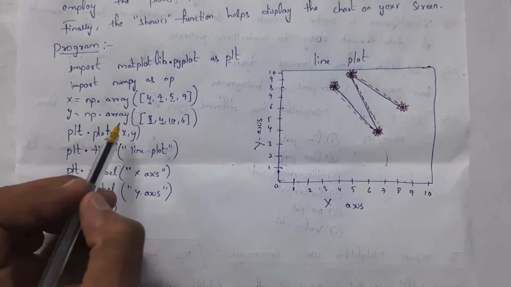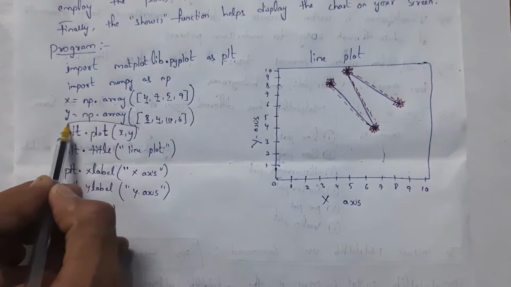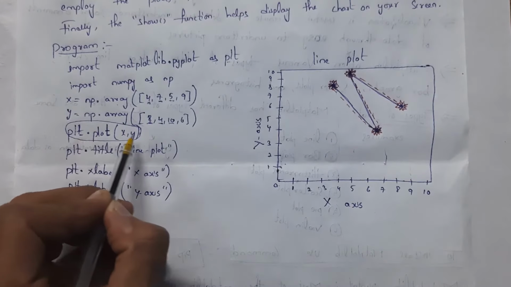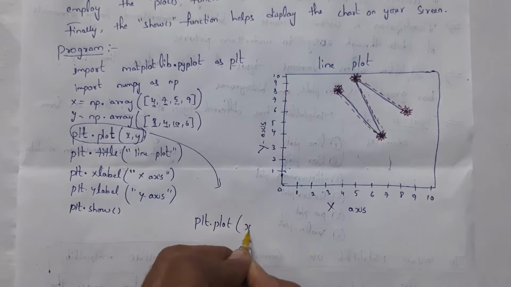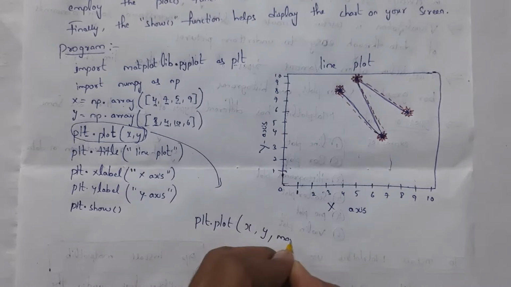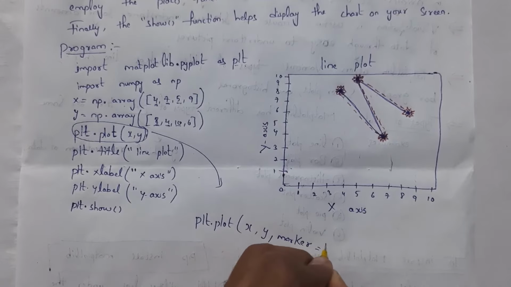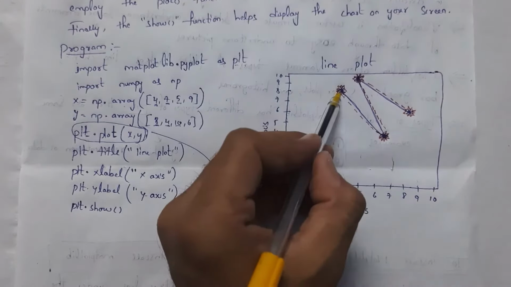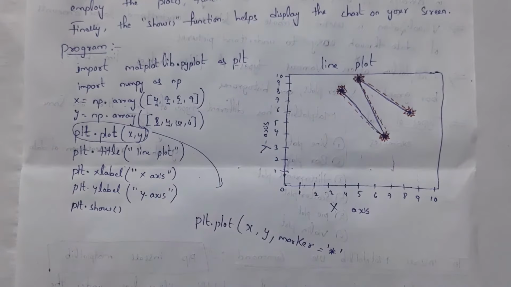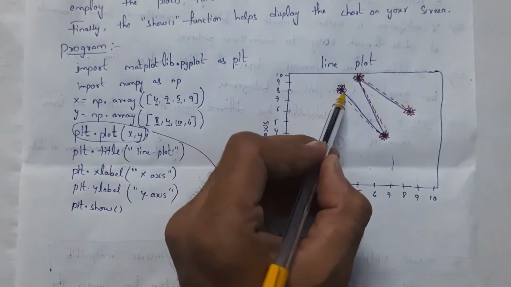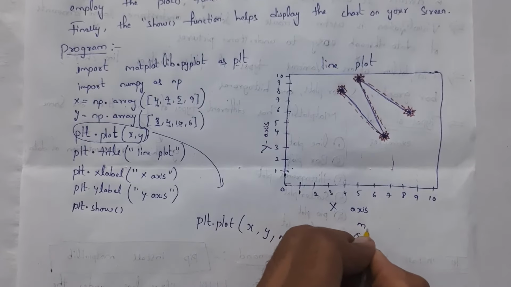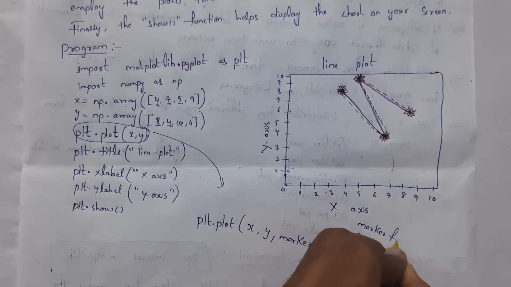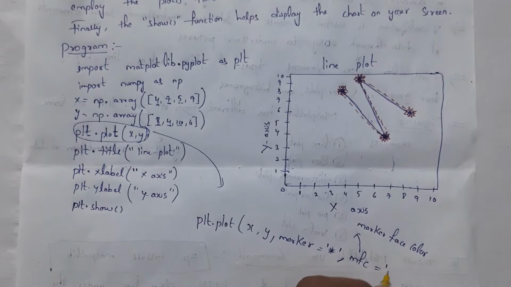Guys, same program, you just need to change this one line. In place of writing plt.plot of x comma y, you need to write plt.plot of x comma y comma marker. Marker equal to star in quotations. So in place of each point it will take the star symbol. And that too, the star color must be blue. So write here comma MFC, where MFC stands for marker face color. Marker face color is blue color. So write small b in quotations comma.